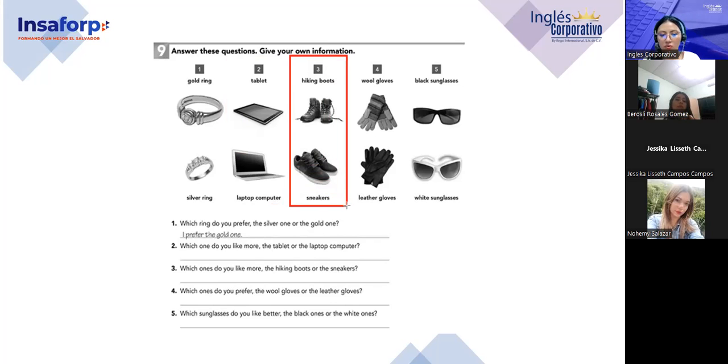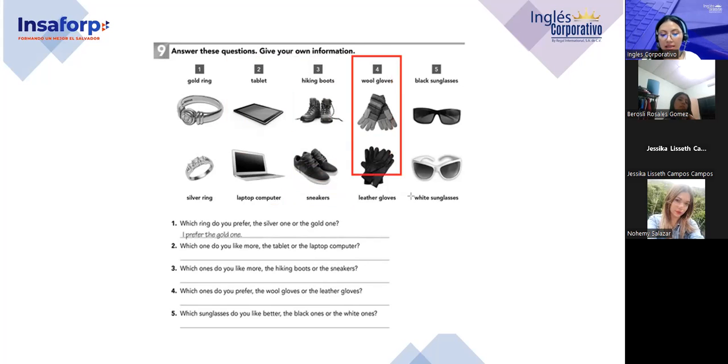And then we have shoes. Material. Probably material. I have hiking boots and sneakers. So you are going to express preferences. And then I have gloves. Take a look at the material. I have wool gloves and leather gloves.